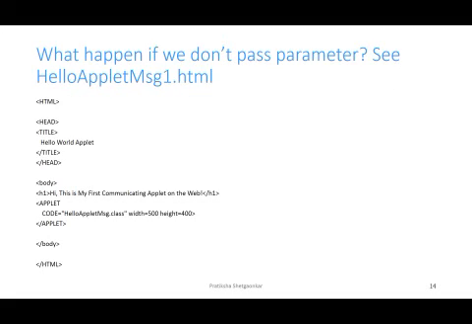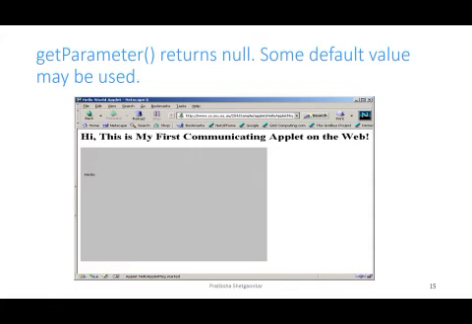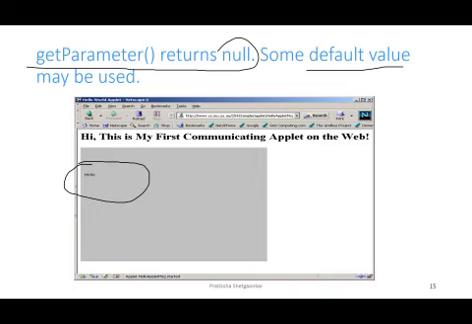So what happens if we don't use a param tag, or if we don't pass a value through a param tag in the HTML code? You can see here we have not used a param tag or passed any value as a parameter. In that case, the getParameter method will return null, and then we can use some default values such as done in the previous code, and it can be printed in the browser. That is, you can see hello being printed, which is the default value used in the previous code.